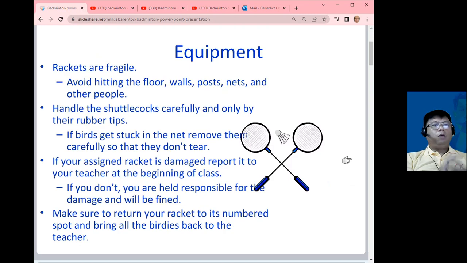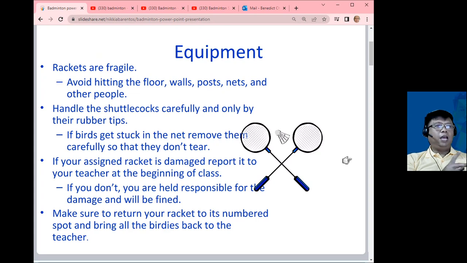So, what are the different types of equipment that you are going to be using? First would be rackets. These are specialized rackets, and most of the rackets used in badminton are very fragile. So you have to avoid hitting the floor because they break easily, as well as the walls, the posts, the nets, and of course, other people. Handle the shuttlecock carefully and only by its rubber tip. As much as possible, do not hold the feathers. If birds get stuck in the net, remove them carefully so that they do not tear.